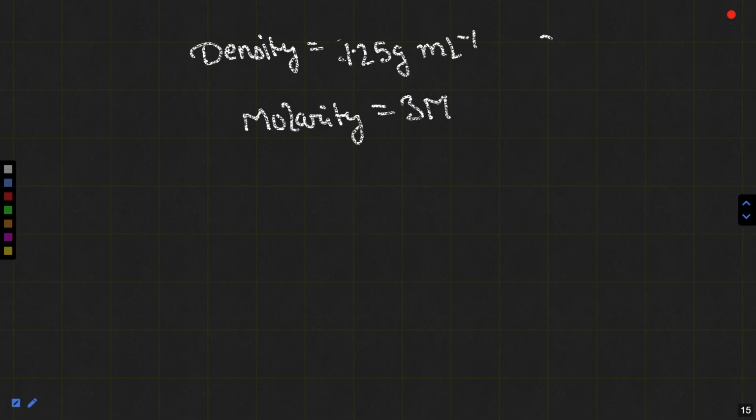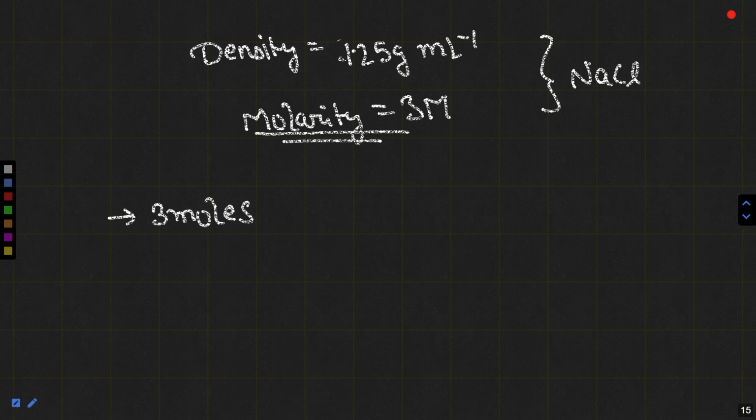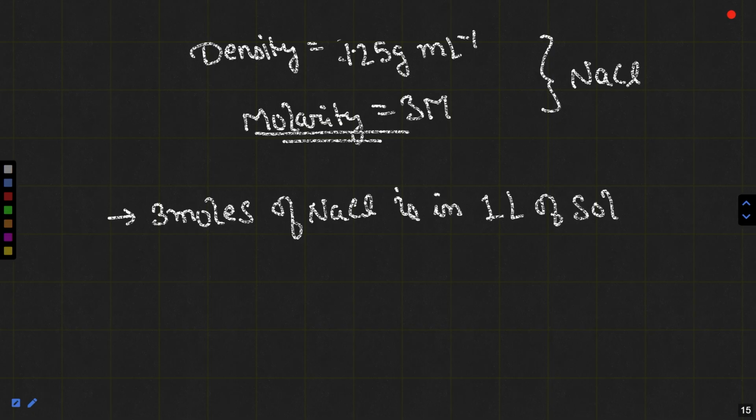This is all for NaCl. When we say molarity, it means 3 moles of NaCl is in 1 liter of the solution. Which solution? This NaCl solution. So this is very obvious, and I have already mentioned it. Molarity is simply the number of moles per liter of solution. So there are 3 moles per 1 liter of solution.